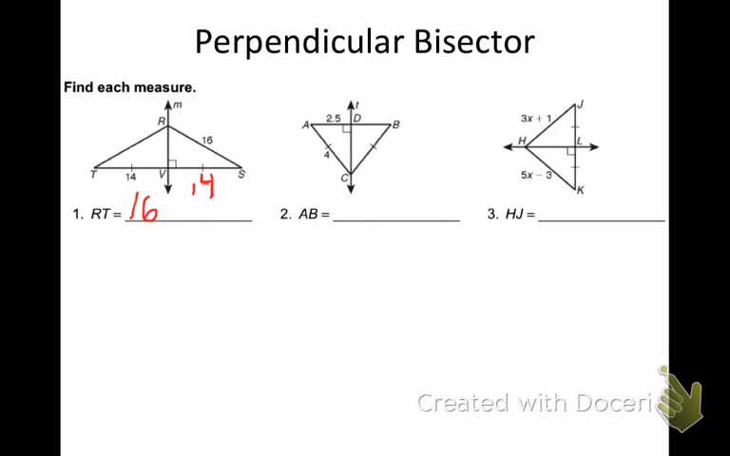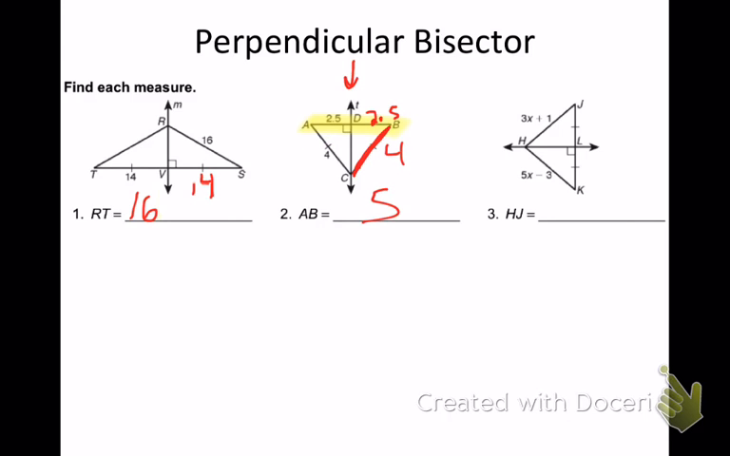Okay, number 2, I need to find AB. Line T is a perpendicular bisector. What's AB going to be, Trent? He says 5. Why is it going to be 5? Because D is the same as 2.5. Yeah, this side's going to be 2.5 as well. And now with the whole segment, 2.5 plus 2.5 gives me 5. Nice job. Ty, what would CB be? He doesn't ask me for it, but what would CB be? 4. Nice job, because the other side's 4.